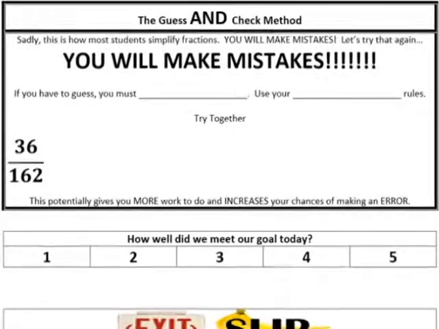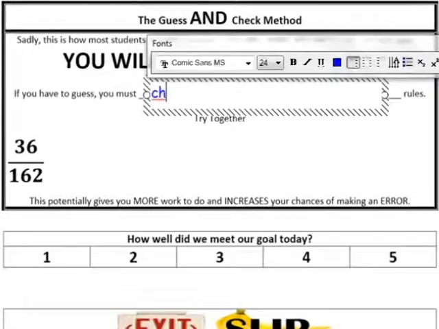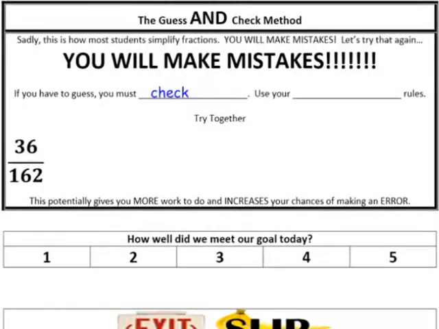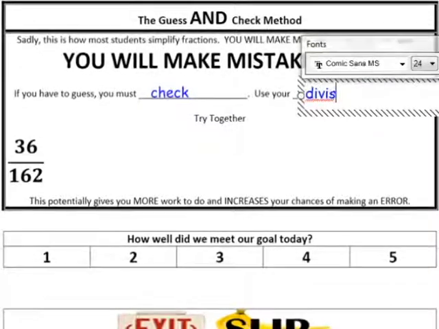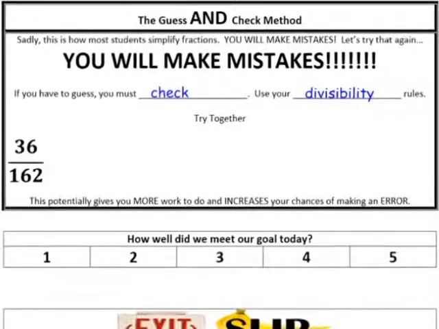So if you guess, that's the problem. A lot of students just say, oh, I've divided by 3, I am now done. If you guess, you must check. Use your divisibility rules. So let's look at these. I usually like to go in order. 2, 3, 4, etc. They're both even, so I'm going to divide by 2.